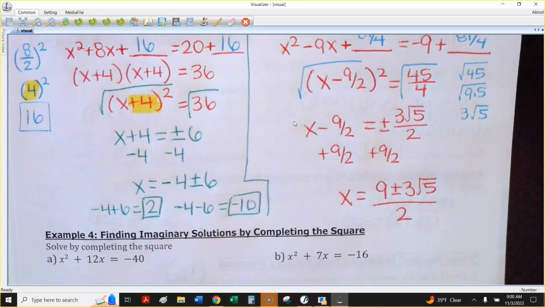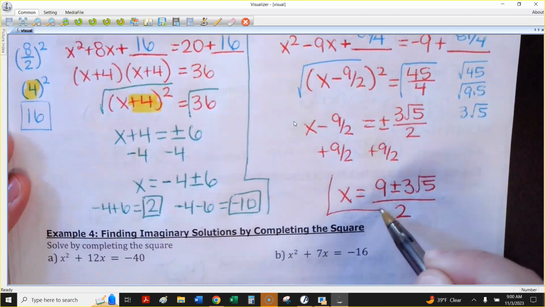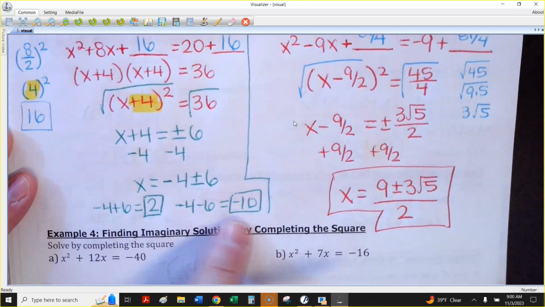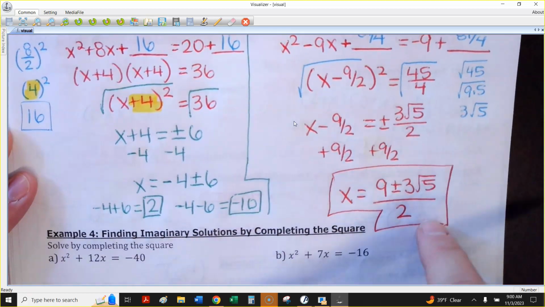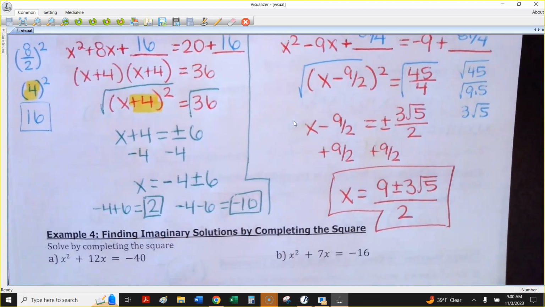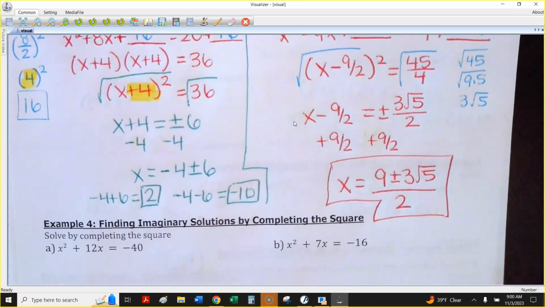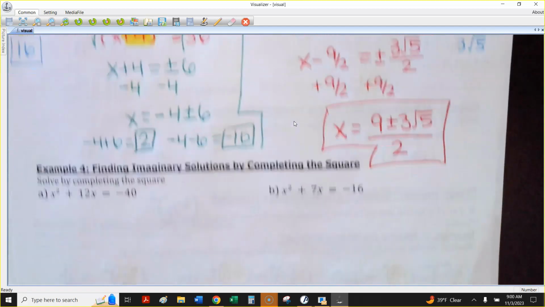Is anybody having a question? All right, both of these, this was an even number, and we had real answers. This was an odd number. These are real answers, even though they've got a radical in them. They're real answers. I don't have any i involved. What I'm going to do in the last example with you guys is just show you what it looks like if we have an imaginary solution.